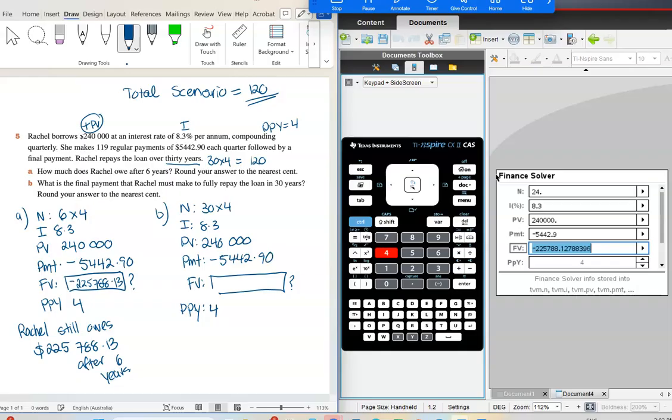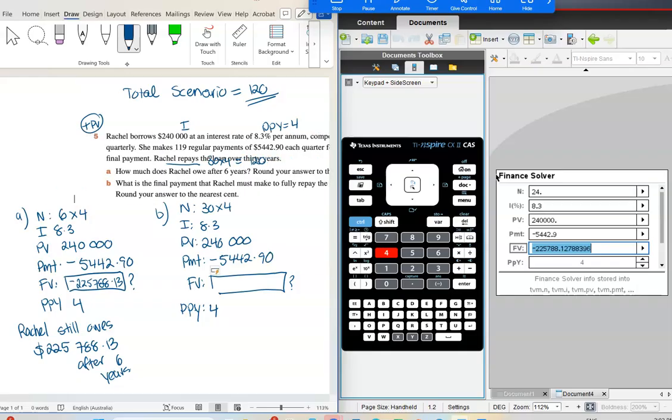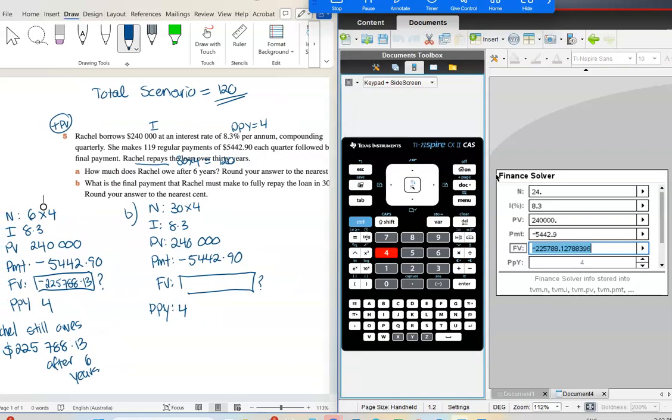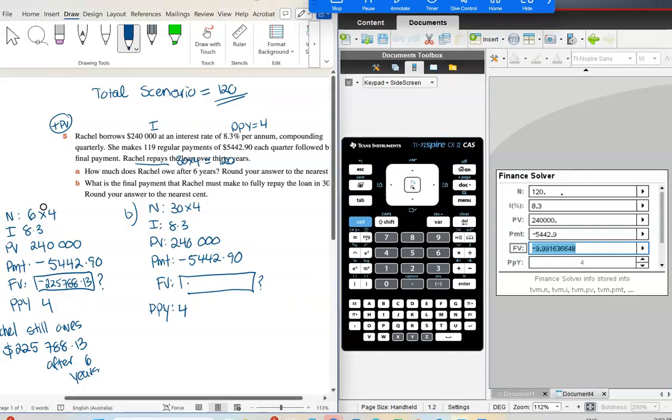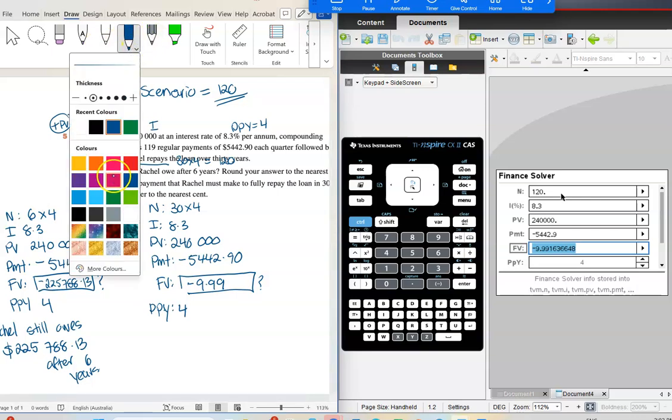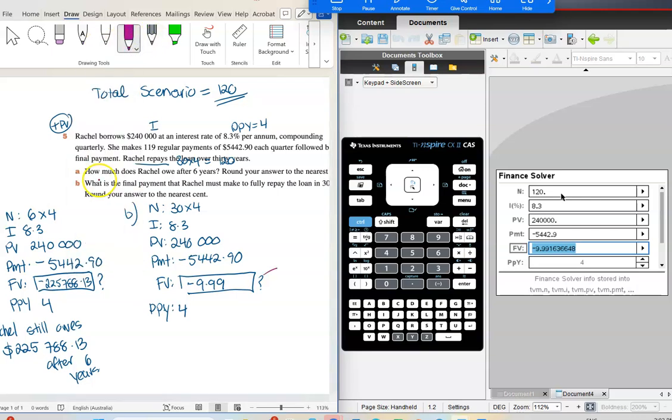So I'm going to go over into the calculator and write that in. So I've got 120 quarters. It was still 8.3. This is still the same. And I'm going to put this, and I'm going to check FV. And I press enter. And I've got negative now 9.99. Okay, so just to think about it, negative.